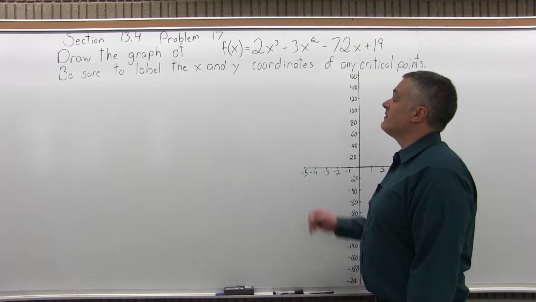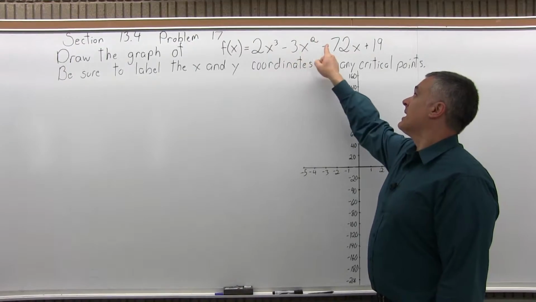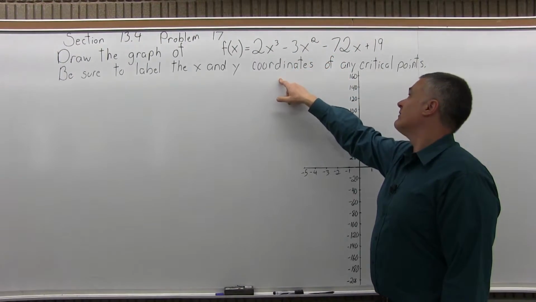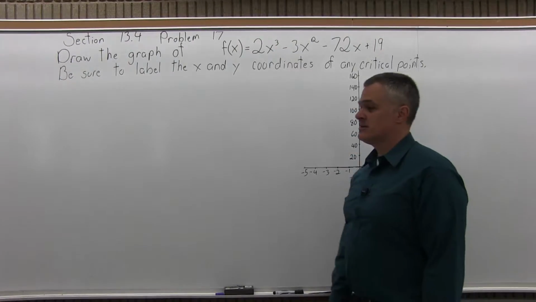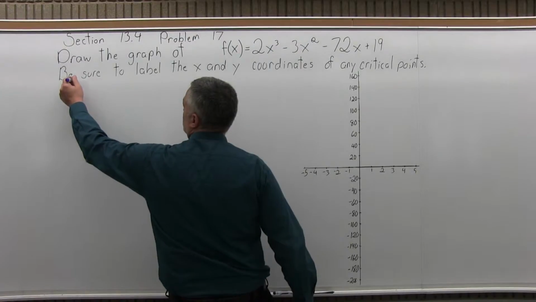It says draw the graph of f of x equals 2x cubed minus 3x squared minus 72x plus 19, and be sure to label the x and y values of any critical points. So we start the process by finding the first derivative.